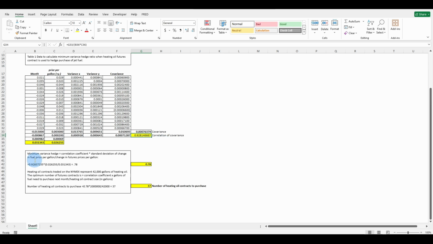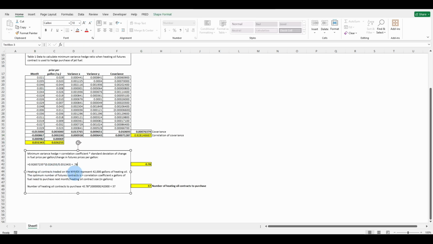So the minimum variance hedge equals the correlation coefficient times the standard deviation of the change in fuel prices per gallon, divided by the standard deviation of the change in futures prices. I just showed you that. We're going to look at fuel prices and futures prices. See that? We got 0.92 times 0.2625 right here, which is the standard deviation. And this is standard statistical practice.